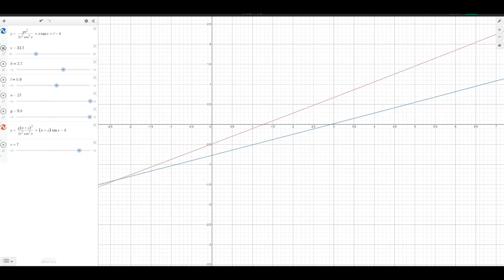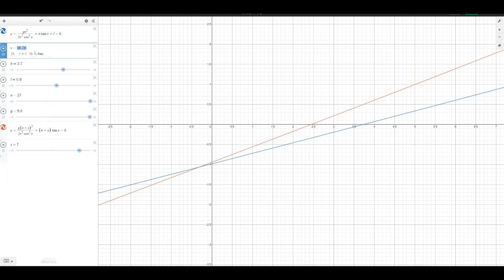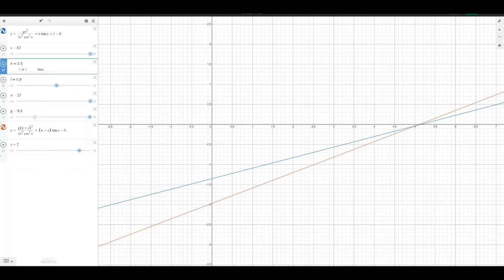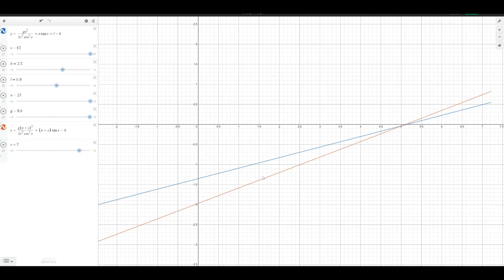And one last thing I want to do before we finish is put this back to our original speed. Let's put this down at 67 and a height of 2.5. And let's see what that looks like. Yep, that's where we had initially.